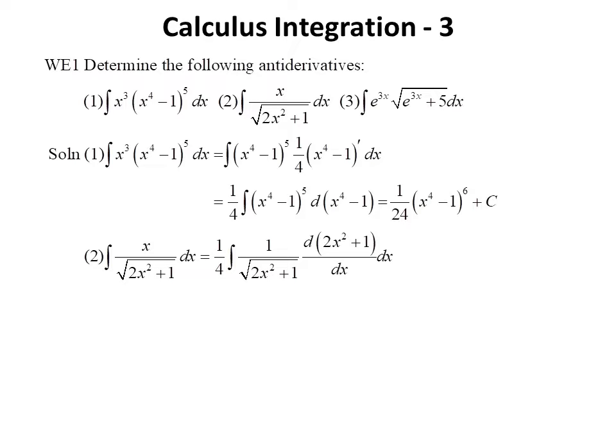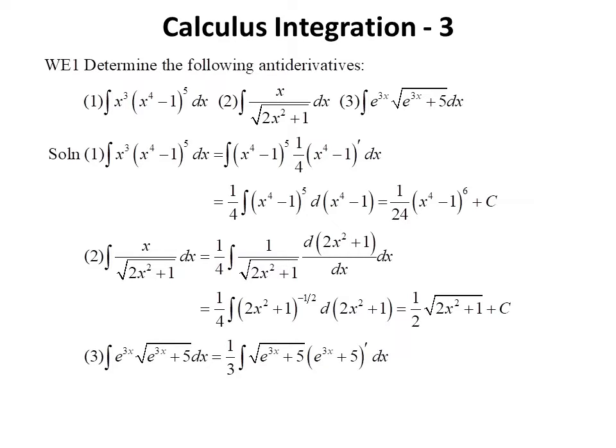As for the second question, since the differentiation of 2x^2 + 1 with respect to x equals 4x, the antiderivative can be written as 1/4 times the integral of 1 over the square root of (2x^2 + 1) d(2x^2 + 1), which equals 1/4 times the integral of (2x^2 + 1)^(-1/2) d(2x^2 + 1), which equals 1/2 times the square root of (2x^2 + 1) + c.